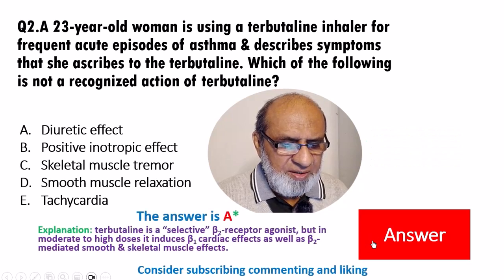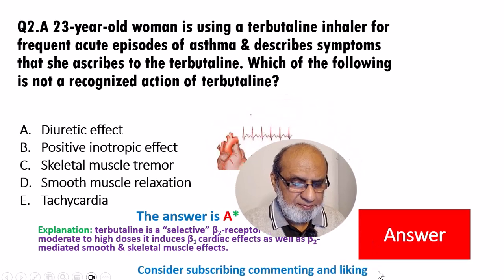The answer is A. Explanation. Terbutaline is a selective beta-2 receptor agonist, but in moderate to high doses it includes beta-1 cardiac effects as well as beta-2 mediated smooth and skeletal muscle effects.